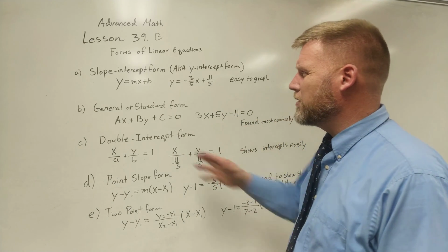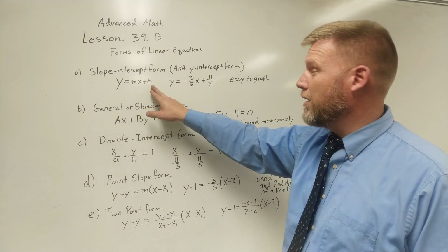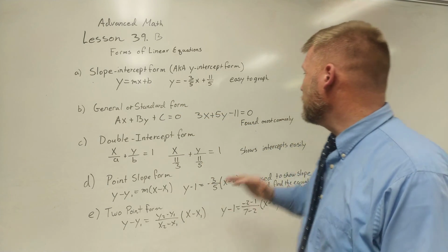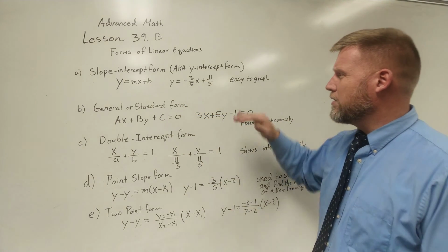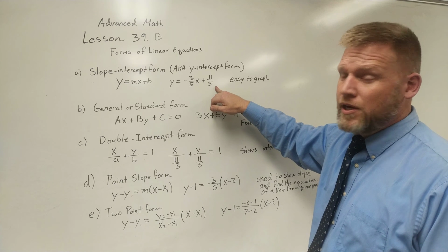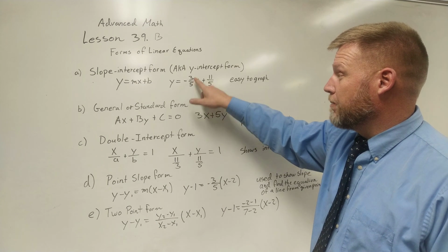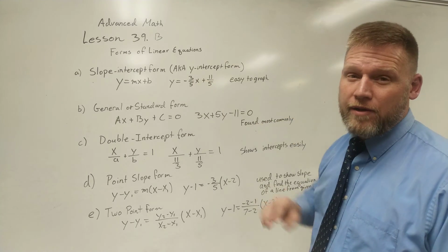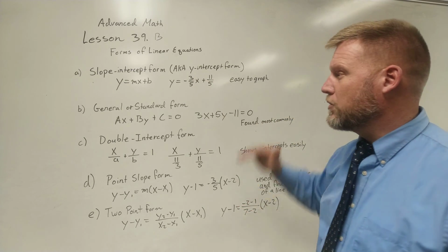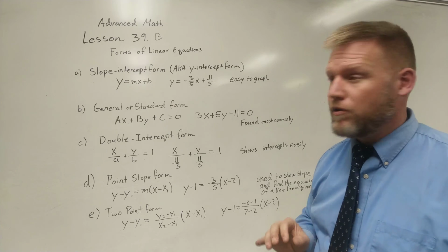And we already know how that breaks down. M is your slope, b is your y-intercept. This is very useful, easy to graph. If I looked at this, I could start at 11/5, which would be 2 and a fifth, and go my slope, my rise over my run, and very easily graph it out. Slope-intercept form is very, very useful.